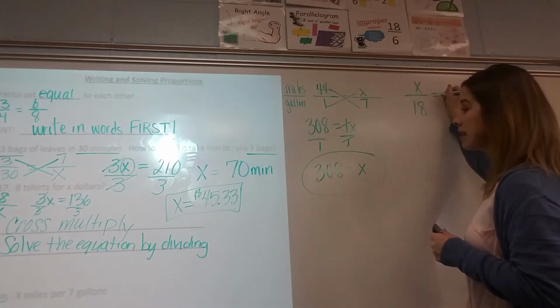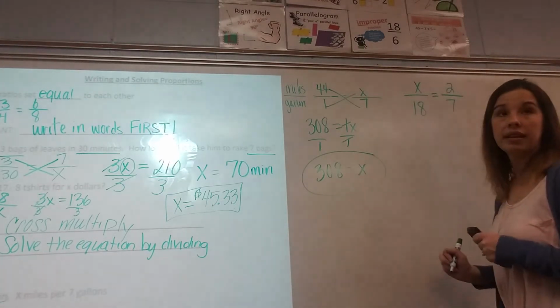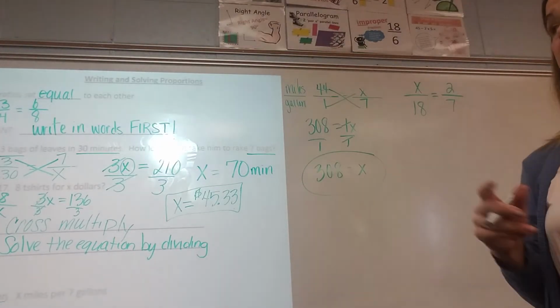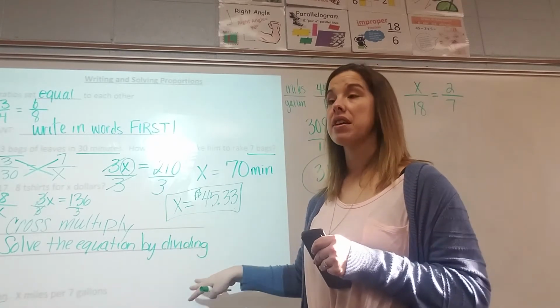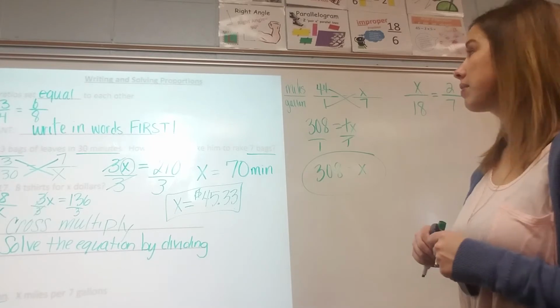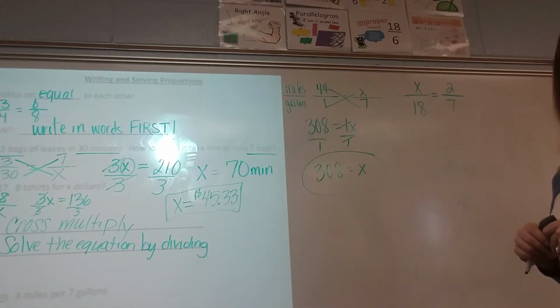X is to 18 as 2 is to 7. But it's flipped. It doesn't matter where your X is, you still follow the same steps. You still cross multiply, and you still solve the equation. Doesn't matter where your X is in the proportion. It's a good question. I said round to the nearest hundredth.